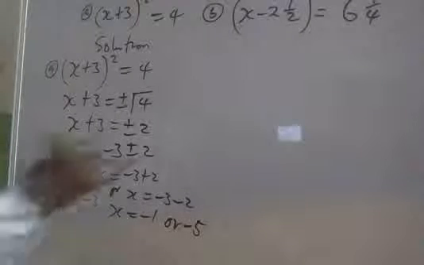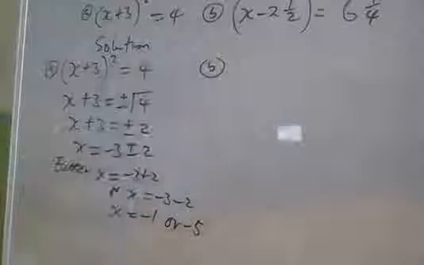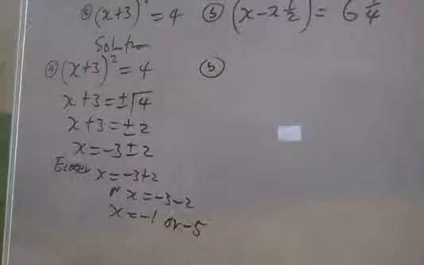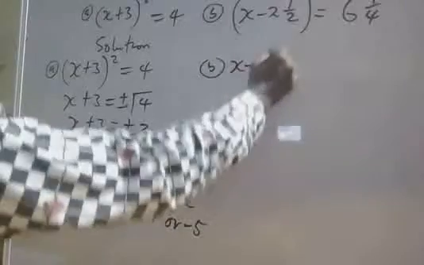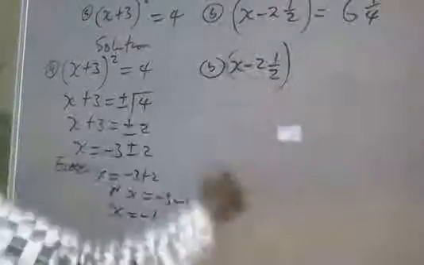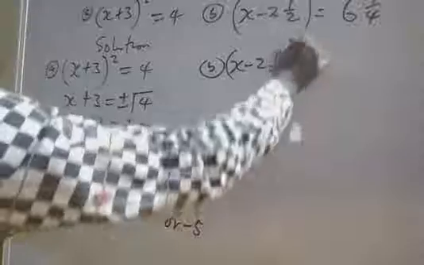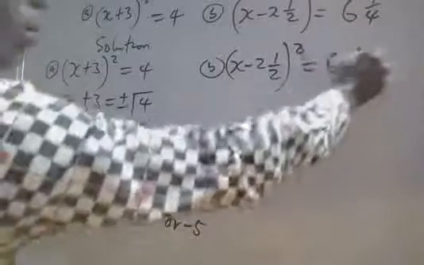Then for b, we have x minus 2 whole number 1 over 2 squared is equals to 6 whole number 1 over 4.